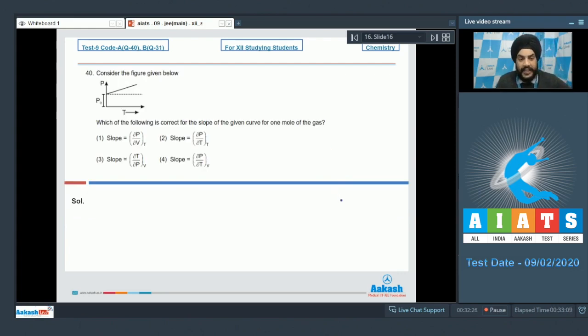Question number 40. Consider the figure given below. So we've been given a P versus T diagram. Which of the following is correct for the slope of the given curve for 1 mole of the gas? If we talk about the slope of this curve, students, it is going to be given by del P by del T. And since it is a straight line, we know that the volume must be constant in that case. So the slope is equal to del P by del T at constant volume. So for question number 40, students, we have to mark the correct answer as option 4.